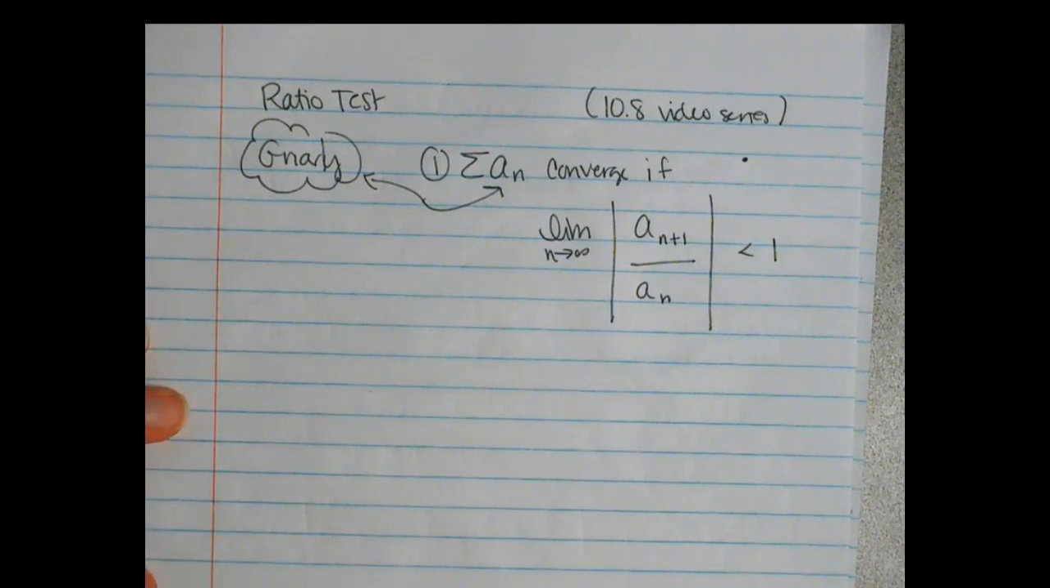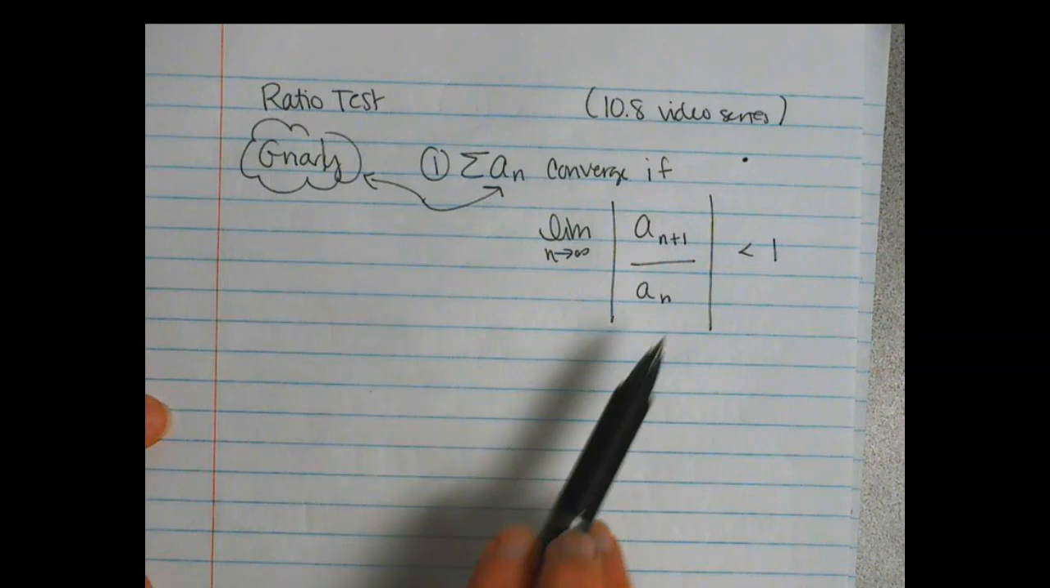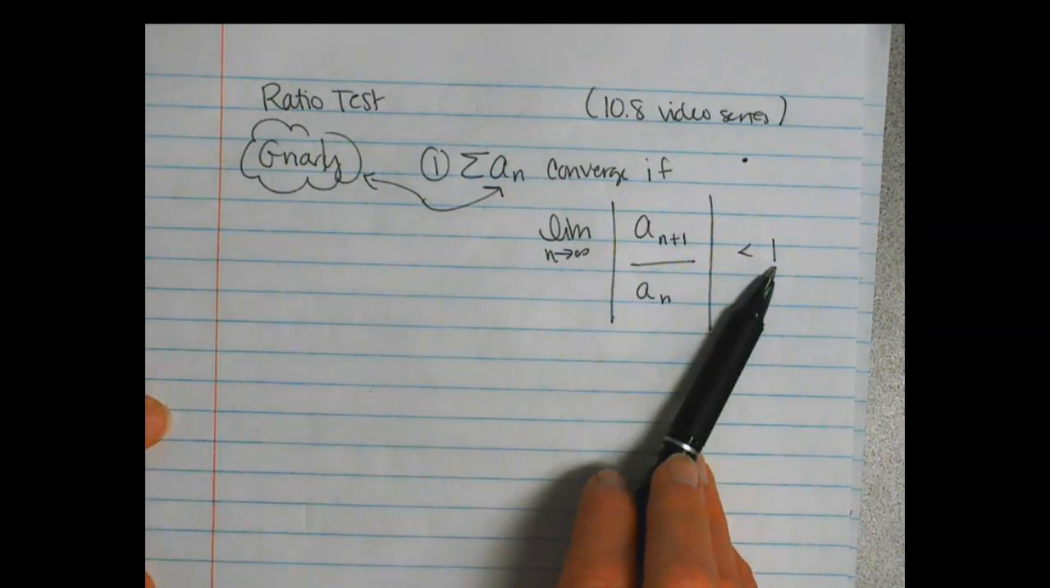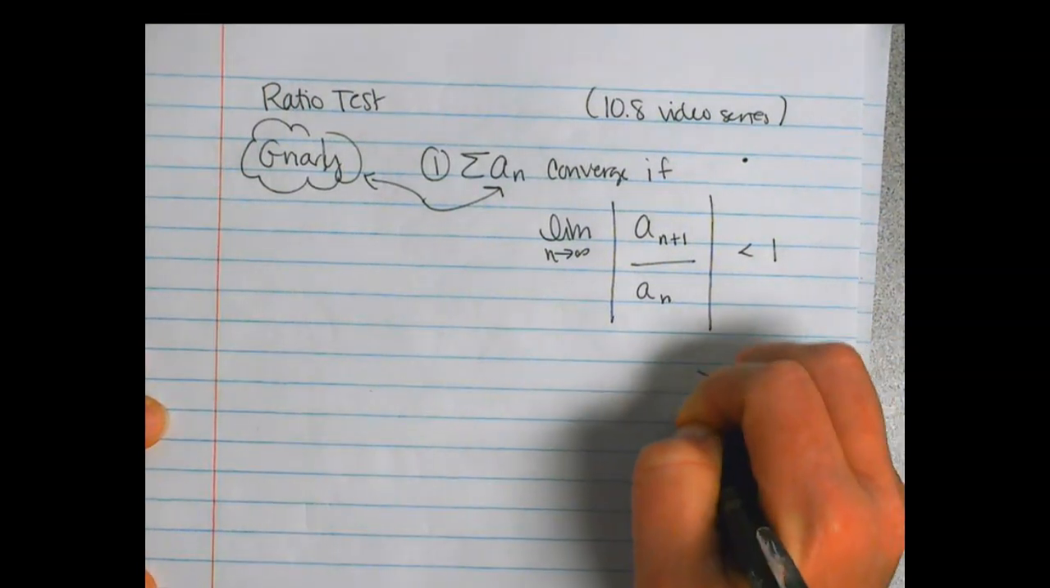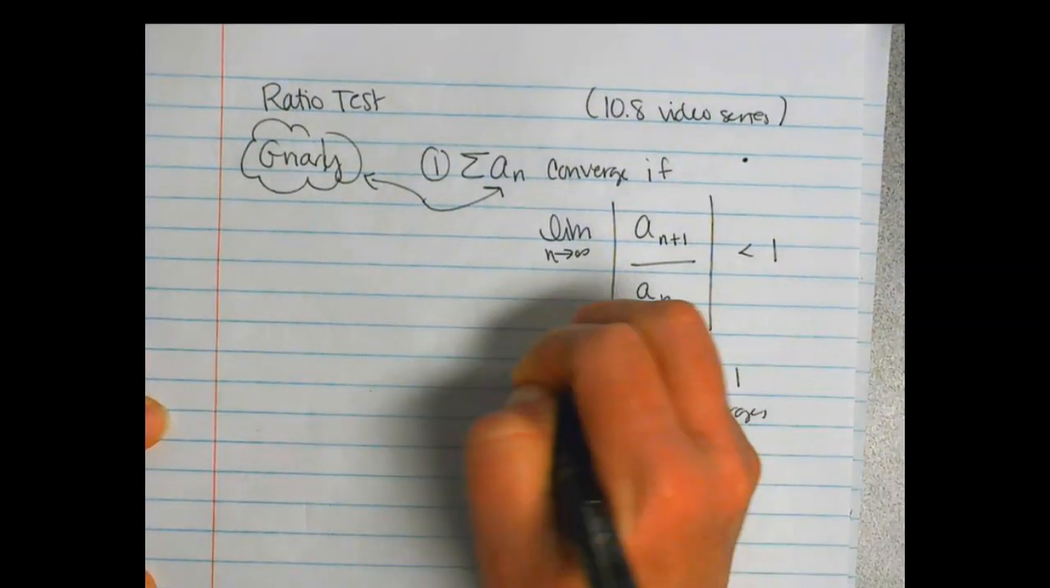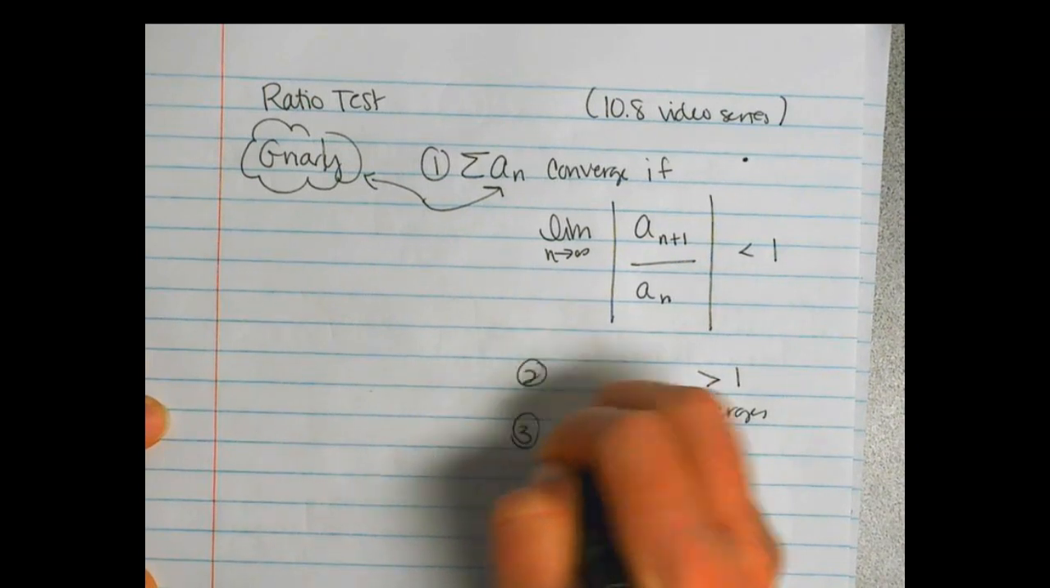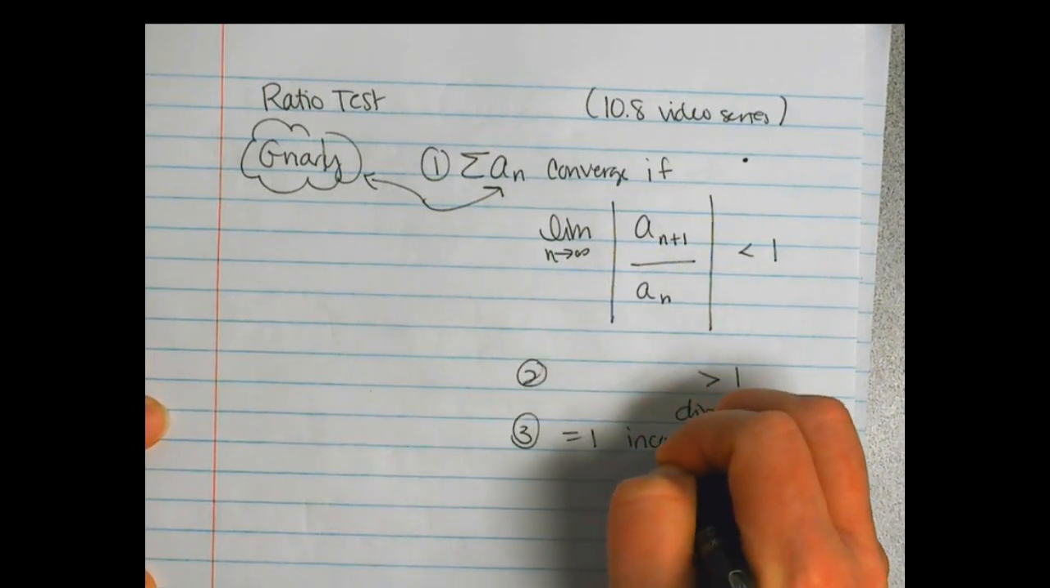There's more to this. You may want to watch the other video. If it's greater than 1, it diverges. If it equals 1, it's inconclusive. So greater than 1, it diverges. That would be 2. And 3, if it equals 1, it's inconclusive.